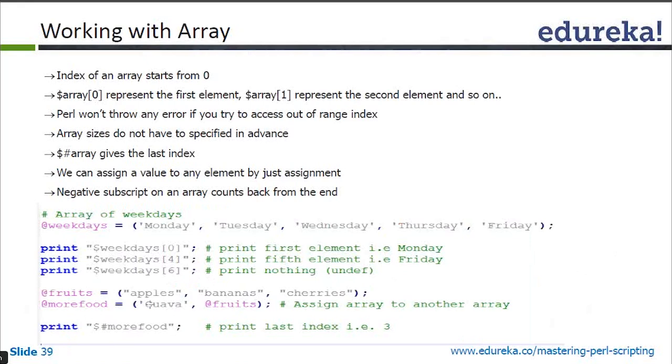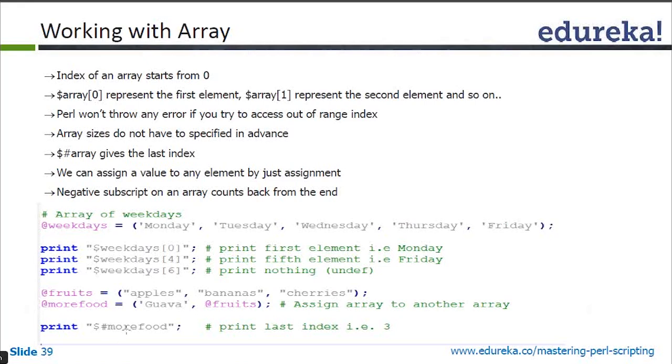Say again, we have more food, guava, and fruits. So you can also assign another array. Like you have one array which is having apples, bananas, and cherries. So you pass it to more food. So you will have guava, apples, bananas, and cherries as the new array. So that's how array works, wherein you can have a combination of scalars, or it can be a different array also. That is the good thing in Perl, you can directly assign.